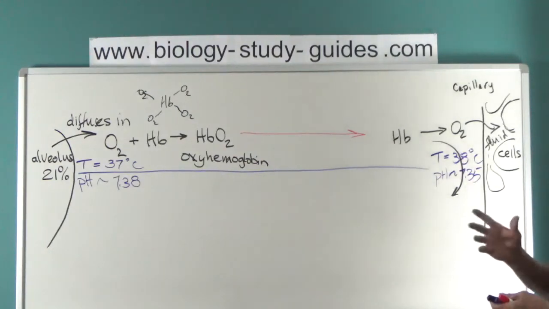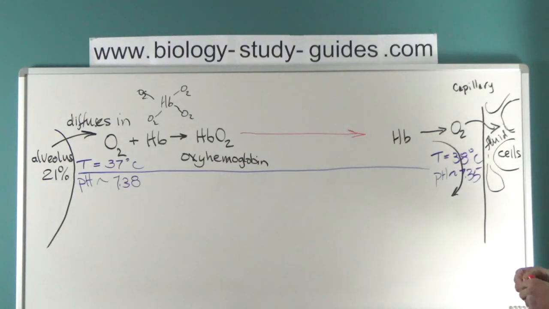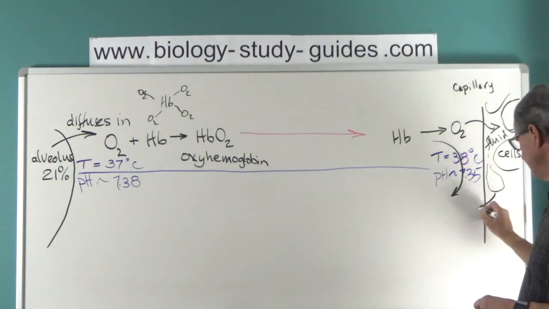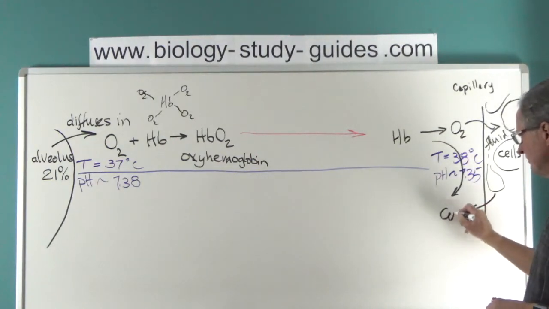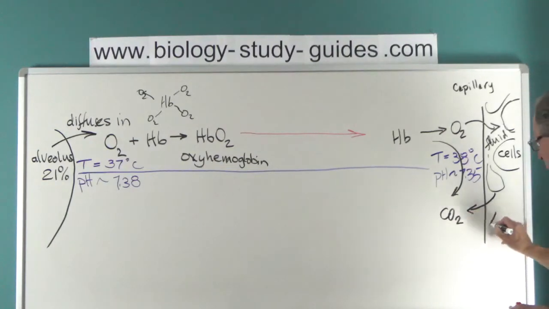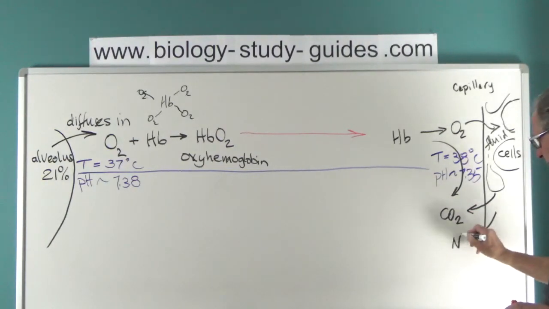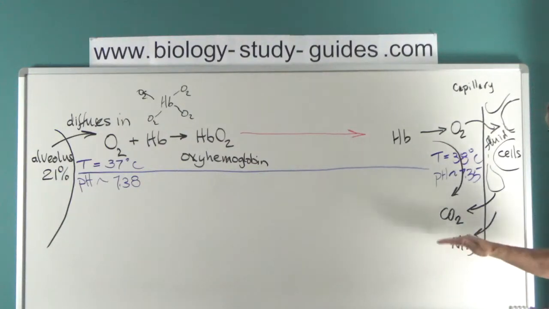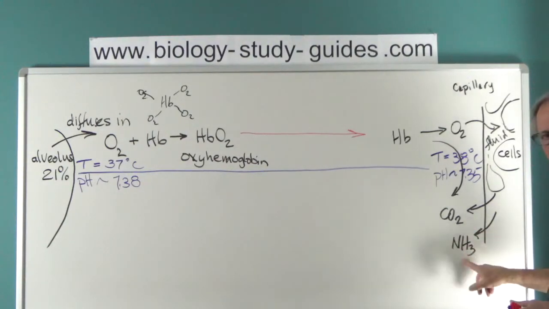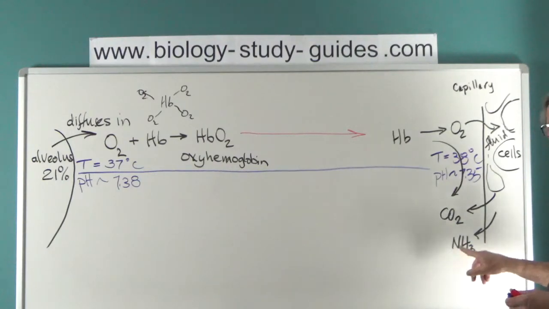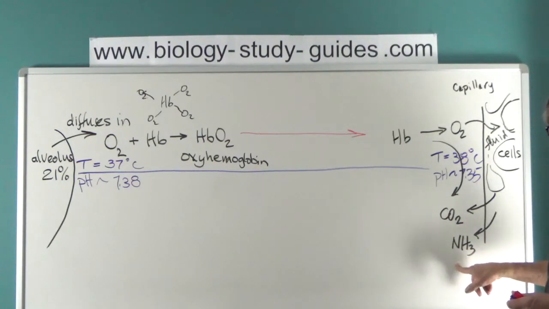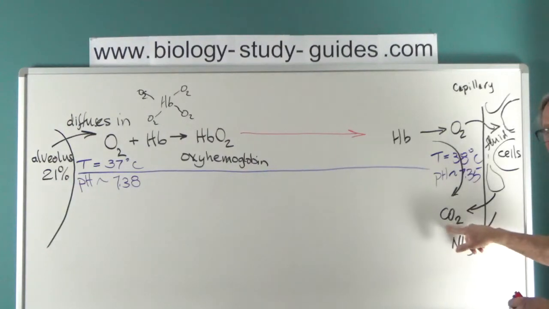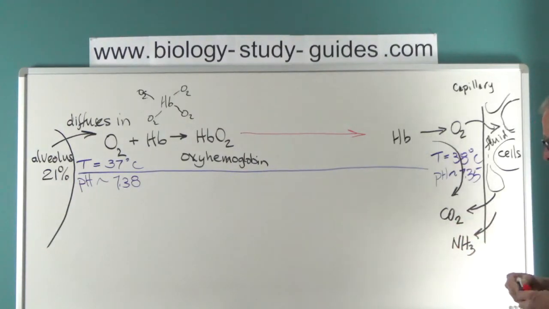Now, the other part of this story is what goes on in the cells, because the cells are producing carbon dioxide. They're also producing ammonia. We aren't considering ammonia in this topic. Ammonia becomes a consideration in the urinary system because the liver converts it to urea. And urea is part of urine. But we are concerned about this.